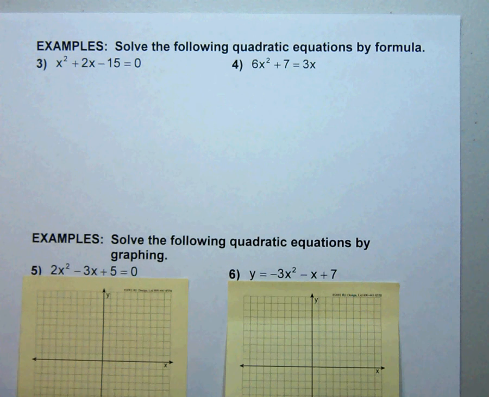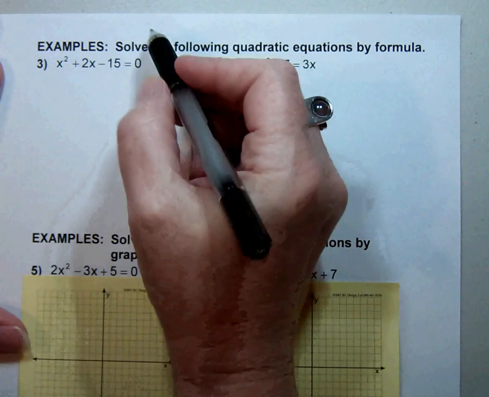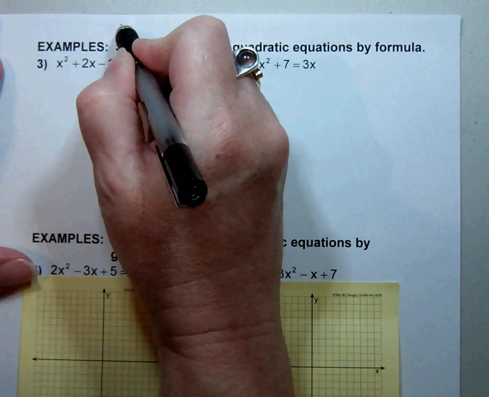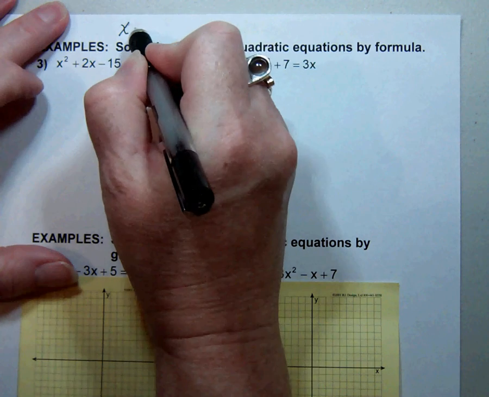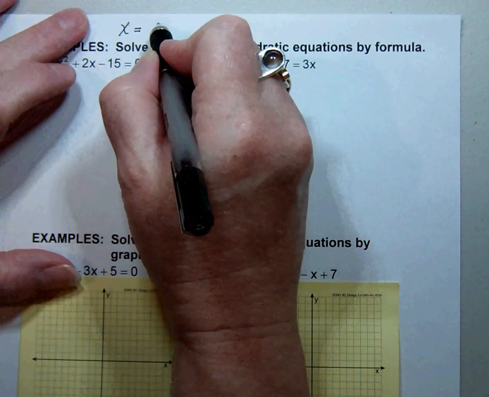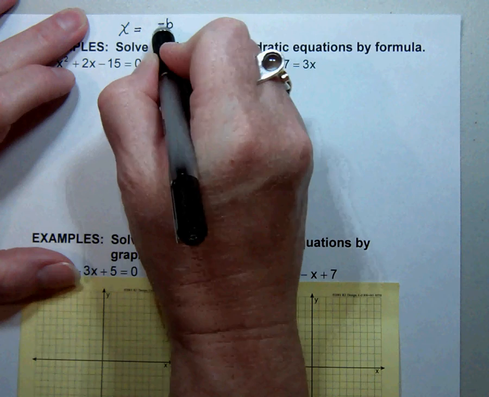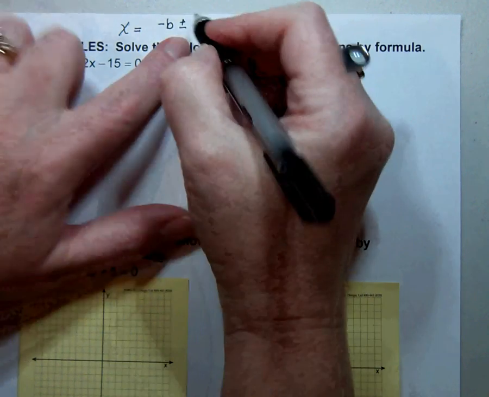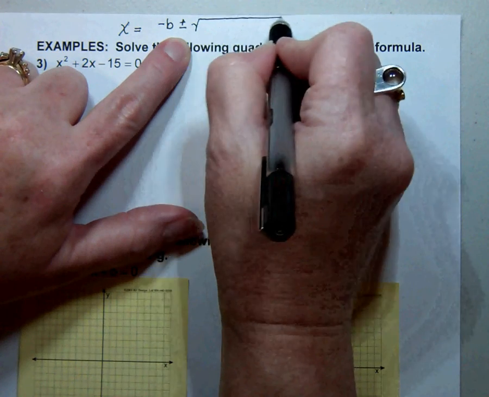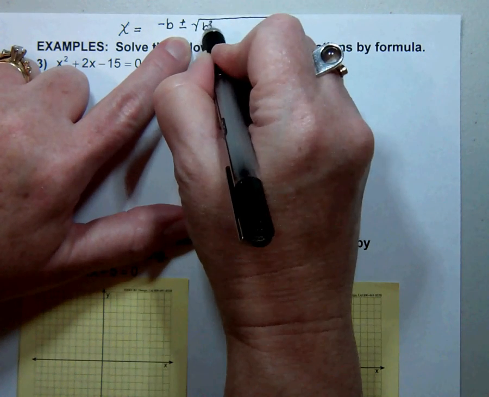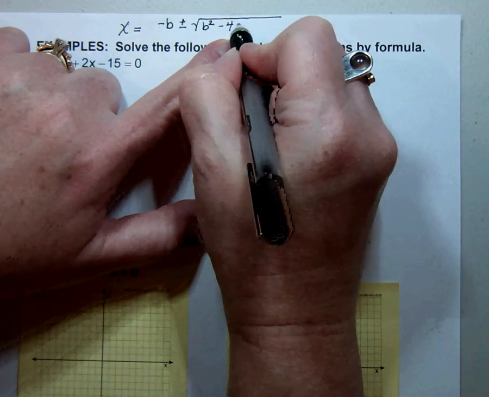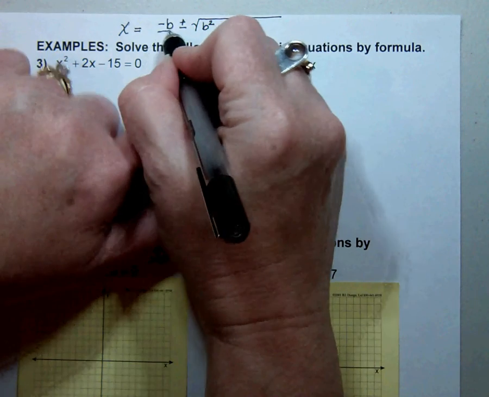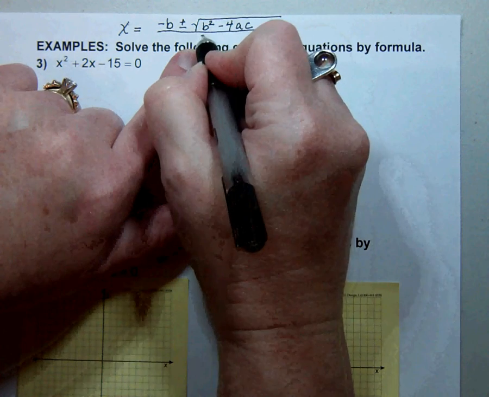Okay, now we're on page 2, and this time we're going to solve quadratics by using the quadratic formula. I'm going to write it at the top. I think we can put it up here. This is also on your formula sheet. X is equal to the opposite of b. It looks like negative b. It means the opposite of b. Plus or minus the square root. This is kind of a long one. B squared minus 4ac, and then that's all divided by 2a.